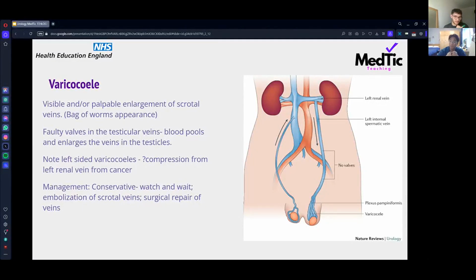In terms of the management, you tend to be a bit more conservative with this one, counselling the patient that we will watch and wait and see if it goes away. However, if it doesn't go away or starts to be painful, or if it starts to grow, so increasing pain and the functional effect on the patient are your treatment triggers, essentially. You can embolize the scrotal veins, or you can have surgical repair of the veins themselves.